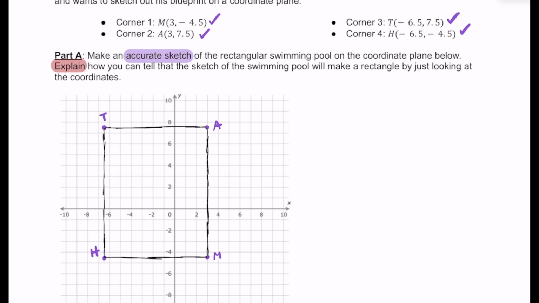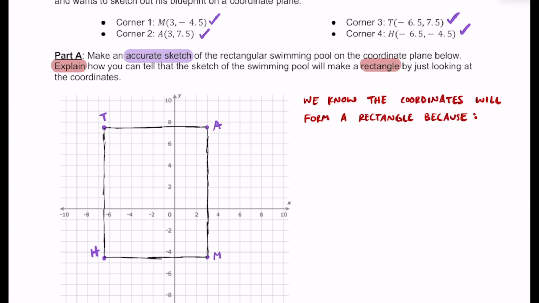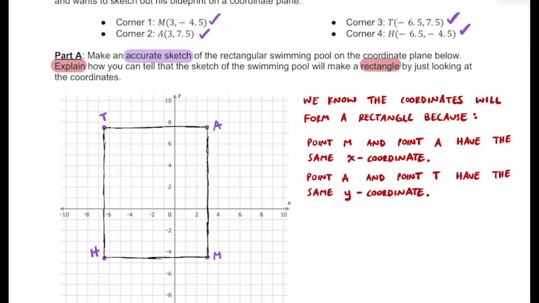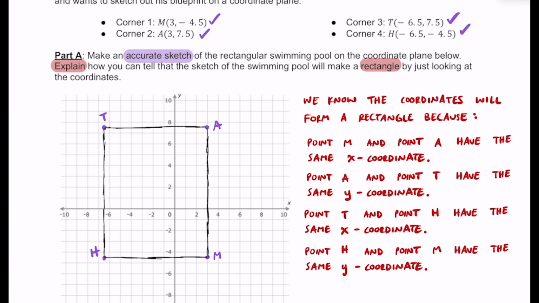The next thing to do is explain how you can tell that the sketch of the swimming pool will make a rectangle by just looking at the points or the coordinates and not looking at the actual graph. One thing we can say is that we know the coordinates will form a rectangle because point M and point A have the same x coordinate, point A and point T have the same y coordinate, point T and point H have the same x coordinate, and point H and point M have the same y coordinate.